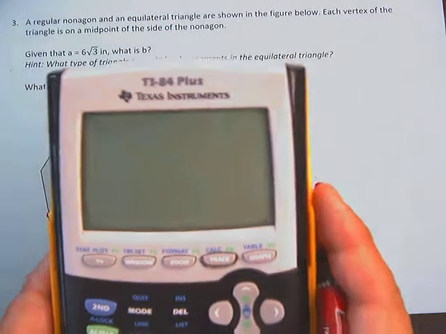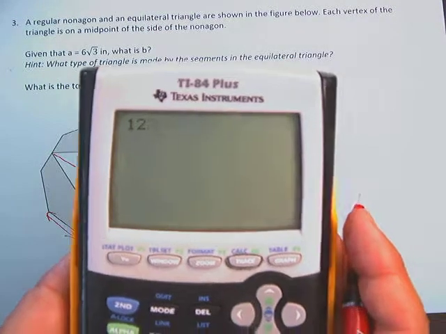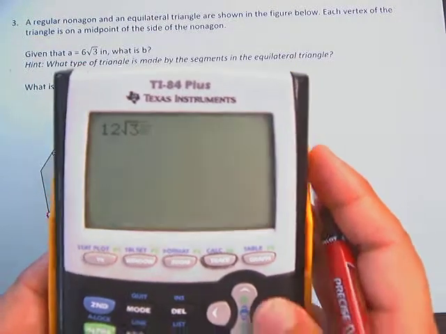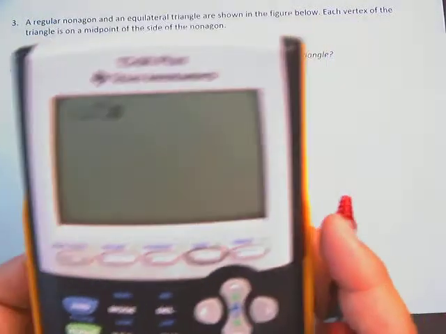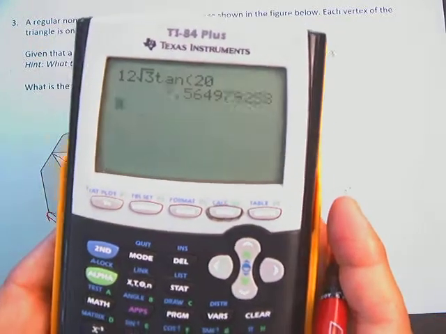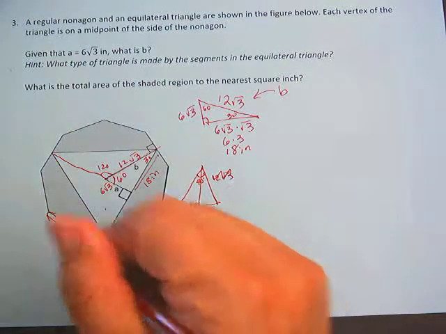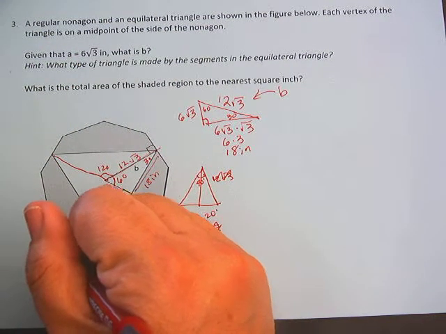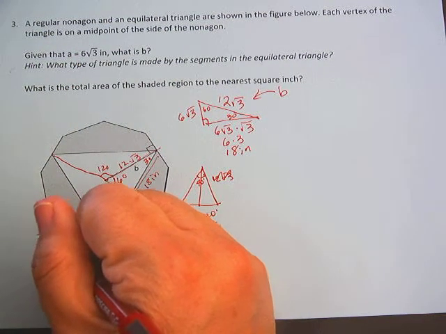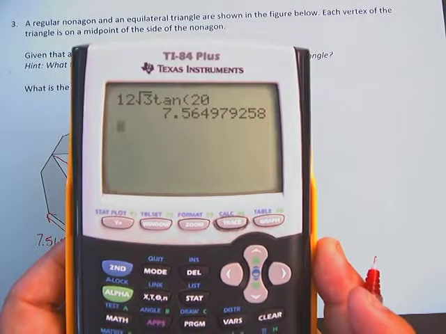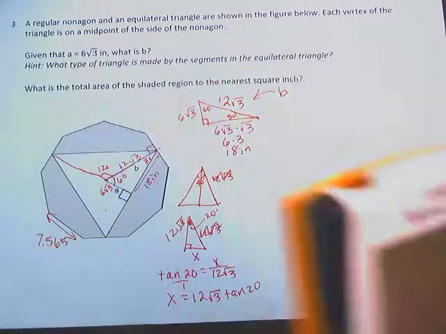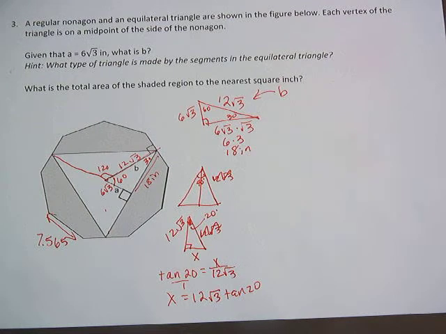So we've got 12 times the square root of 3, tangent of 20. 7.564. I like 4 digits. 7.565. See, there's a 9 after that 4. So 7.565. Okay, so that's my side.